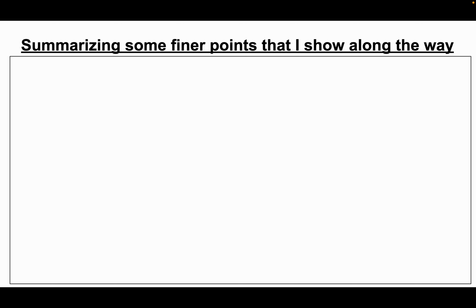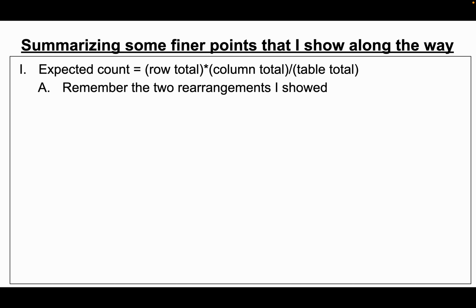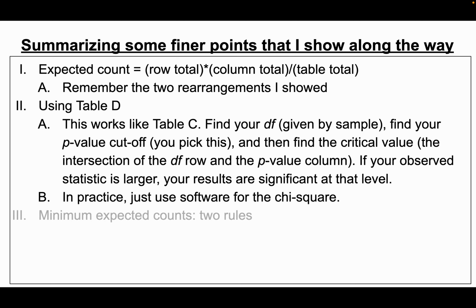So I wanted to summarize some fine points that I showed along the way as a way of wrapping up, since there are a lot of little bits and pieces of detail here. First of all, this is a way to find the expected count. This is what they are computationally. Remember the two rearrangements that I showed. Using table D, it works like table C. You pick your degrees of freedom given by the sample, so you don't really pick it, you find it. You find your p-value cutoff, you do pick that, and then you find the critical value, which is the intersection of the df row and the p-value column. If your observed statistic is larger, your results are significant at that level. Simple as. In practice, you can just use software for the most part.